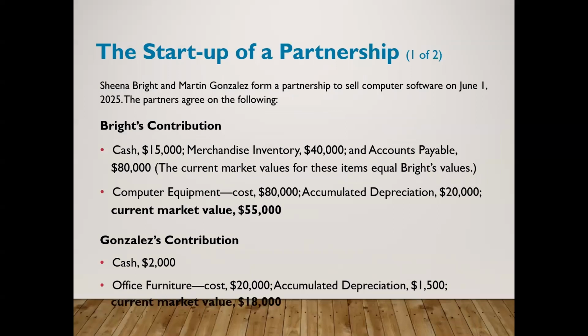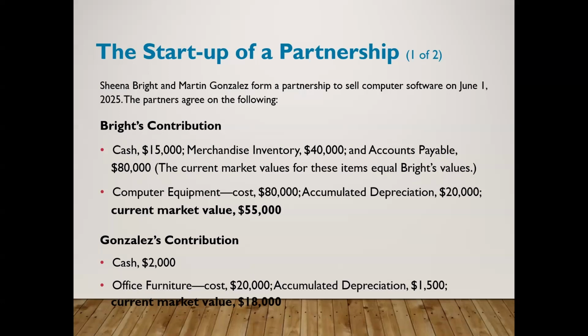When a partnership begins, partners may contribute both assets and liabilities. These contributions are journalized the same way as for a sole proprietorship: debit the assets and credit the liabilities. The excess, assets minus liabilities, measures each partner's capital contribution.